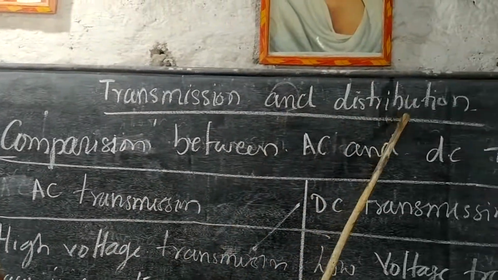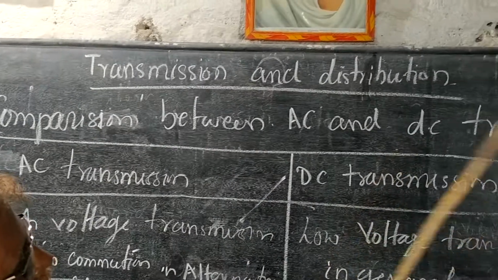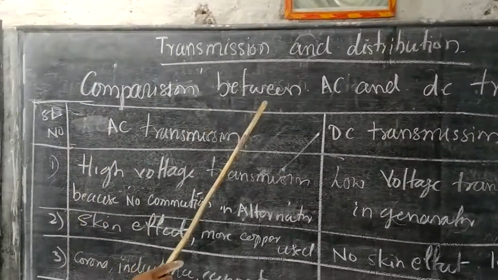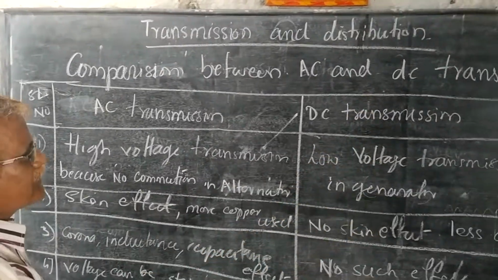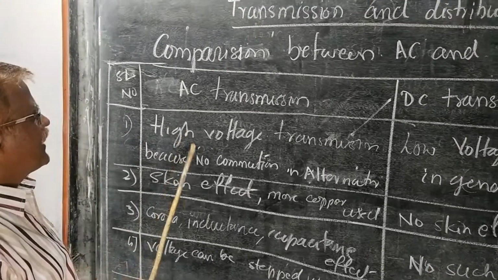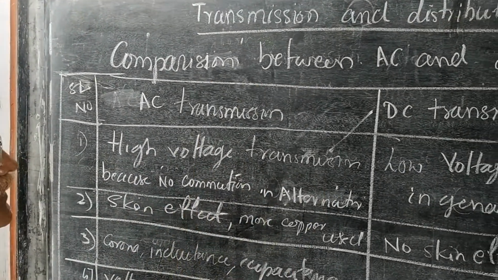Transmission and distribution, part 2: the comparison between AC and DC transmission. This part is the AC transmission and this part is the DC transmission. There is a comparison. The first one is high voltage transmission, because there is no commutation in an alternator.